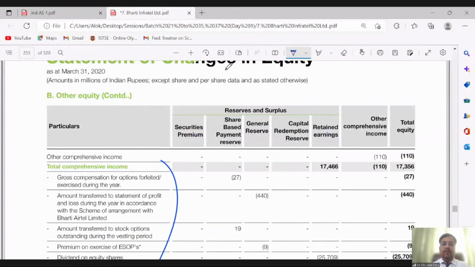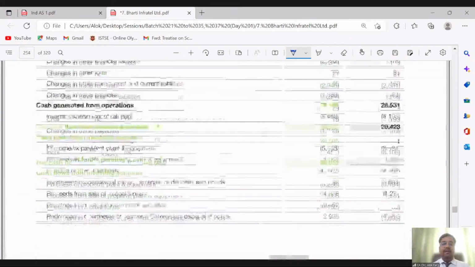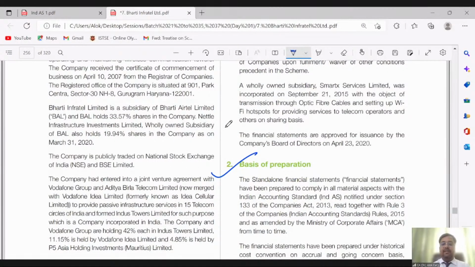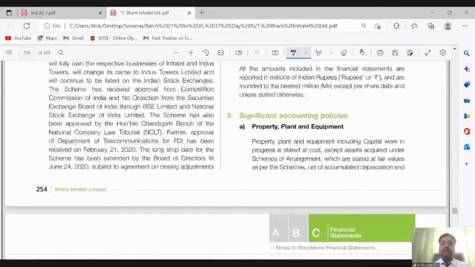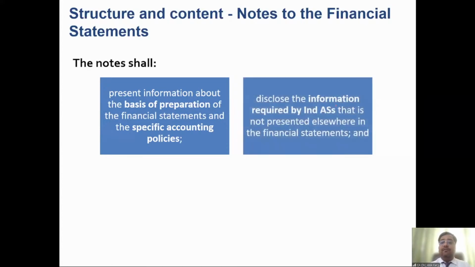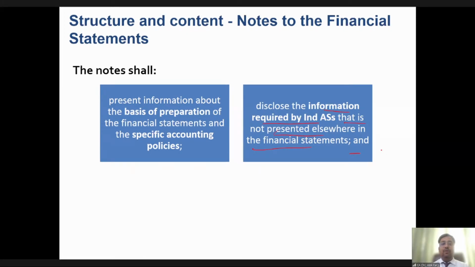Just a minute. Yeah. So you have to give a basis of preparation, okay, and specific accounting policies, significant accounting policies, okay, clear. Disclose the information required by Ind AS that is not presented elsewhere in the financial statement. Guys, what are those information which are required by specific Indian accounting standards and which are not presented elsewhere? I mean to say, which are not presented in balance sheet, not in P&L, not in SOCE, not in cash flow. What could be those information, guys?